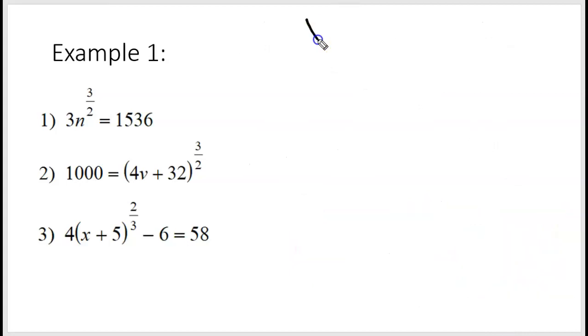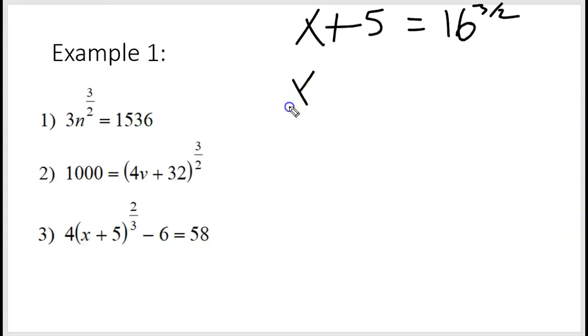Carry that on up to the top. All right, and we move on to step 3, where we will change this into a root.